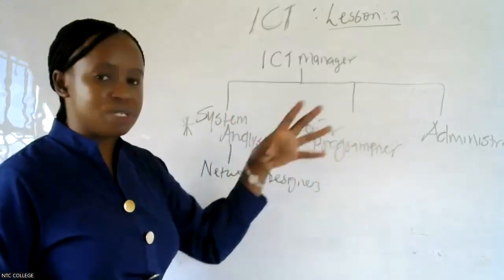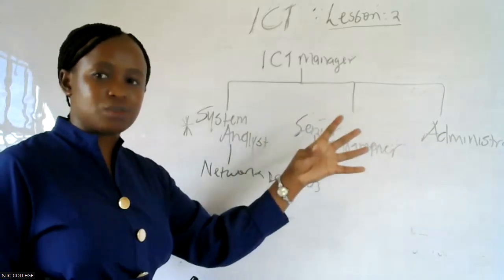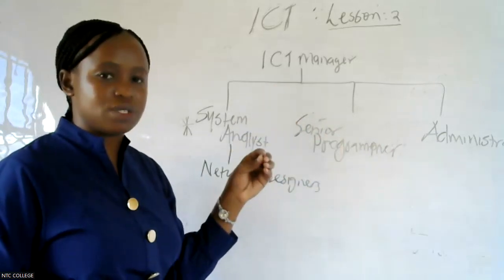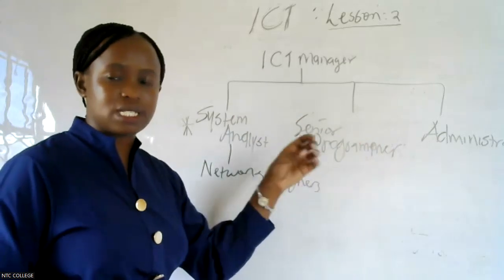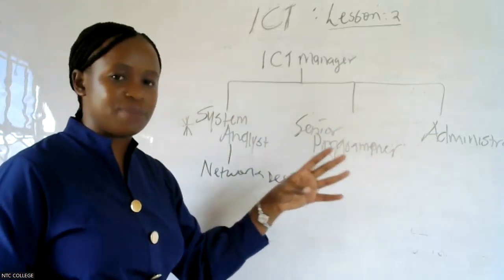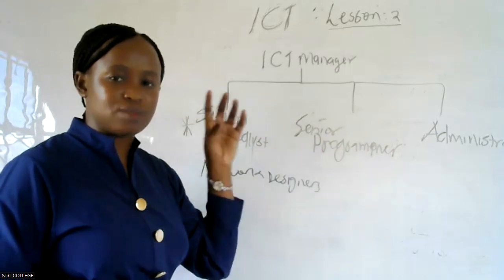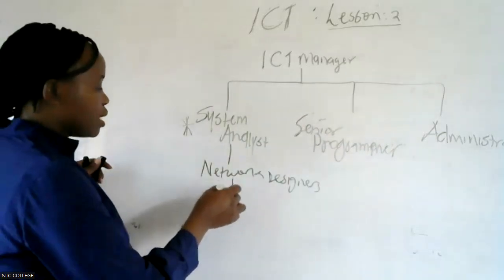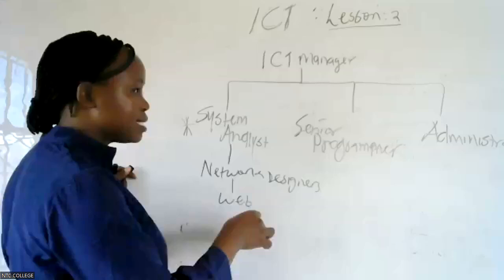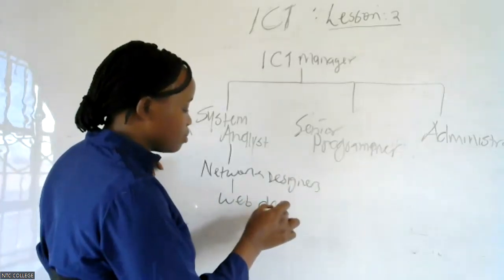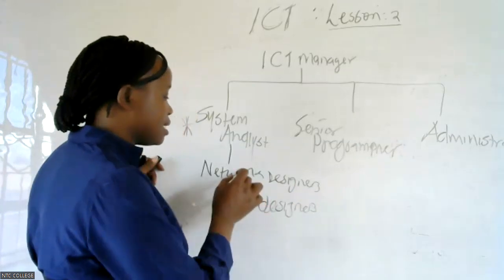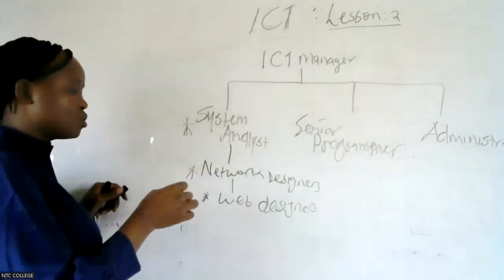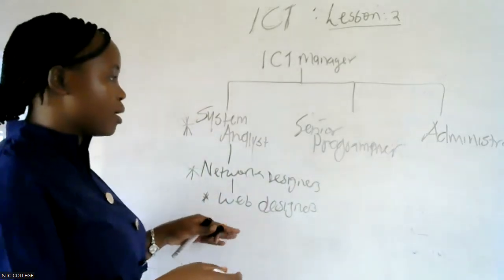Then we have the system administrator, the admins. These are tasked with accessibility and security of the system. They administer the resources of the system. They take care of the users as well as the resources of that particular system. And then down here, we can add as many personnel as possible, starting with the network designers. Their work is just to design networks. We have the web developers, those who design and develop the web pages.